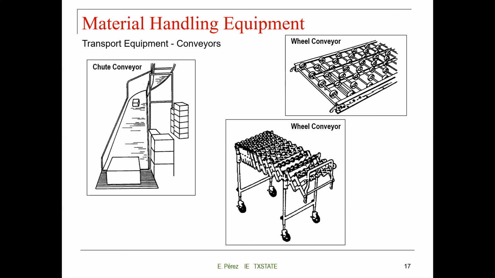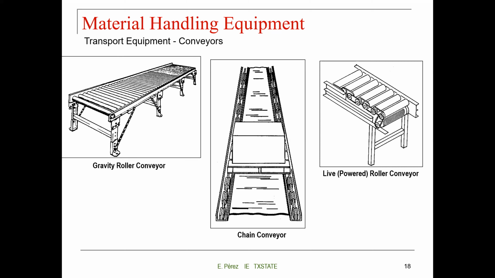So here are some examples. This is a chute conveyor. It's mostly based on gravity. Then the wheel conveyor, something that you can move around. There are two types. This one can be transported to different places, and this other one at the top has to be fixed. Gravity conveyor, chain conveyor, and live roller conveyor. It has some type of engine or motor to move the conveyor belts.